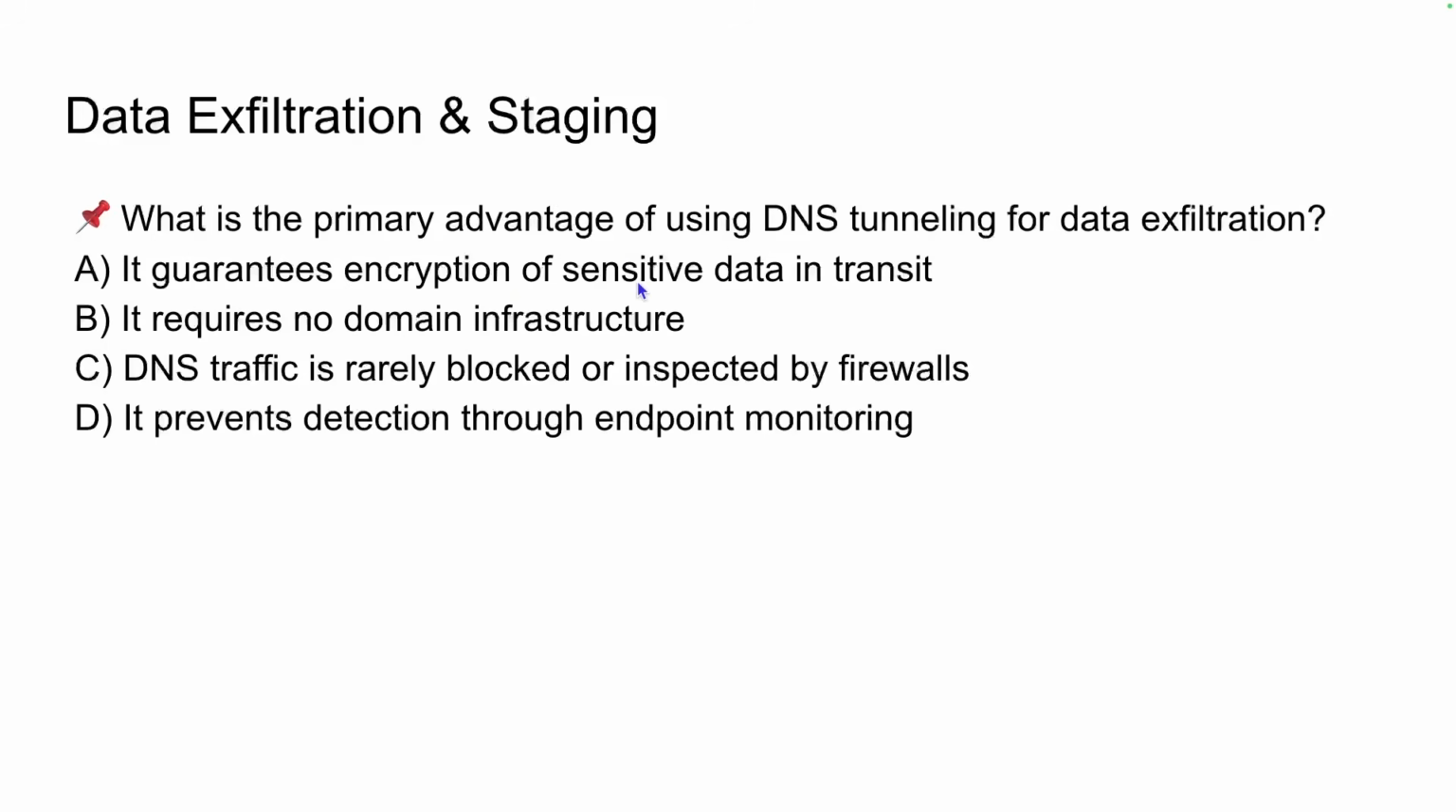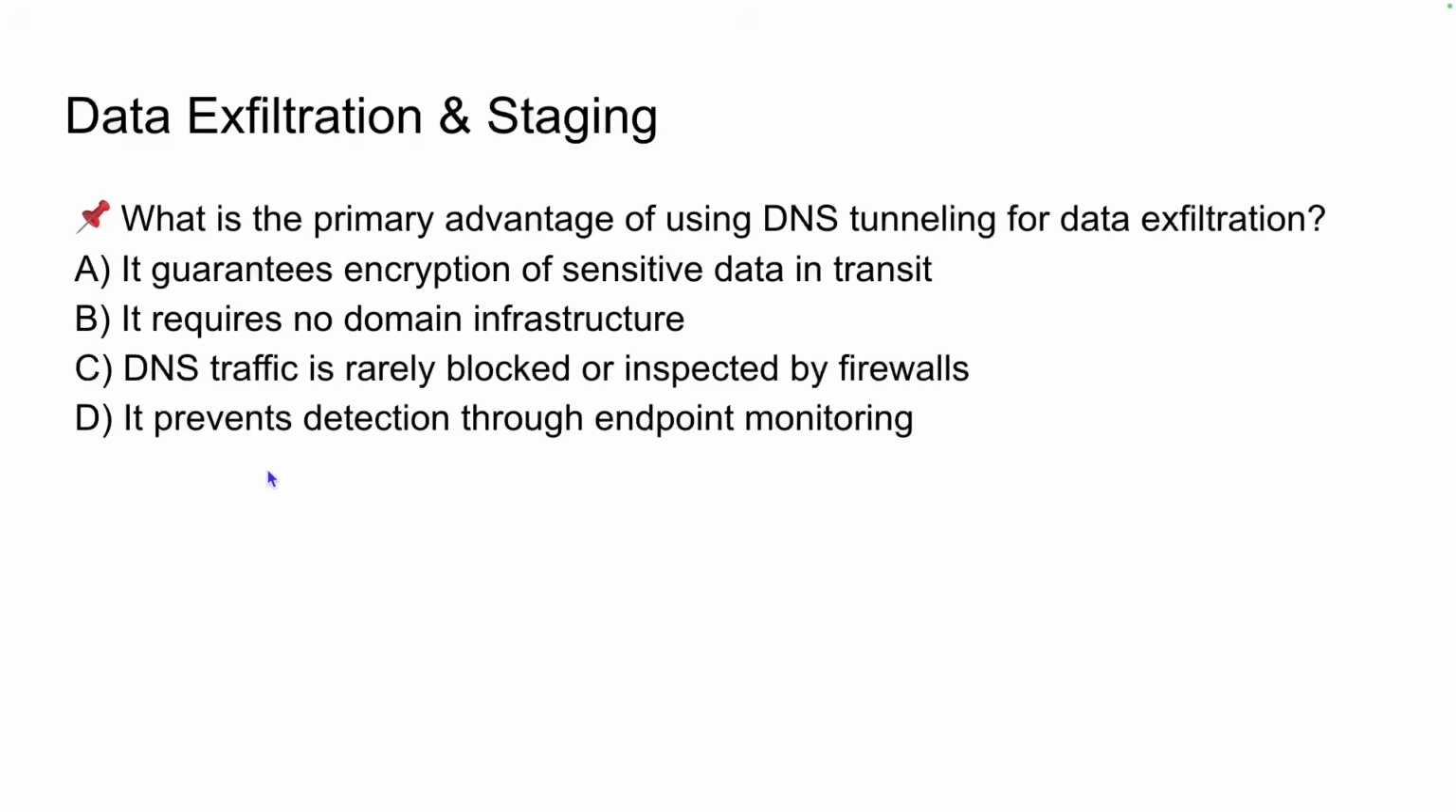What is the primary advantage of using DNS tunneling for data exfiltration? It guarantees encryption of sensitive data in transit. Maybe. It requires no domain infrastructure. DNS traffic is rarely blocked or inspected by firewalls. It prevents detection through endpoint monitoring. So these all actually seem like legitimate answers.